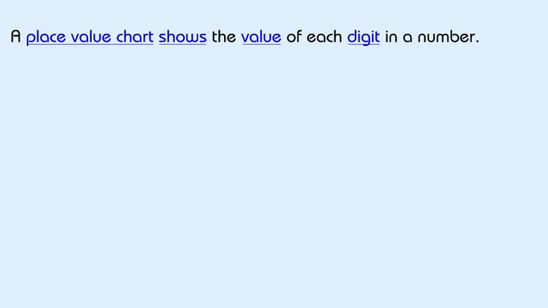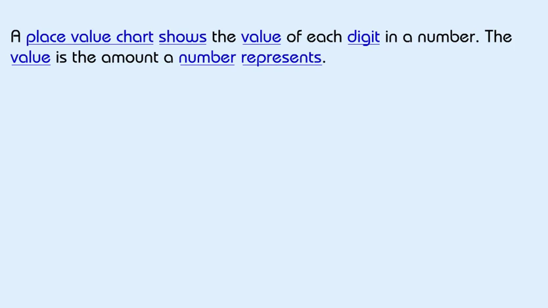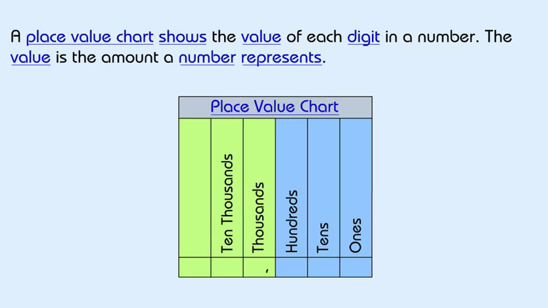A place value chart shows the value of each digit in a number. The value is the amount a number represents. As you move from right to left, the value increases from the ones place to the tens place, to the hundreds place, to the thousands place, to the 10,000s place, and so on.